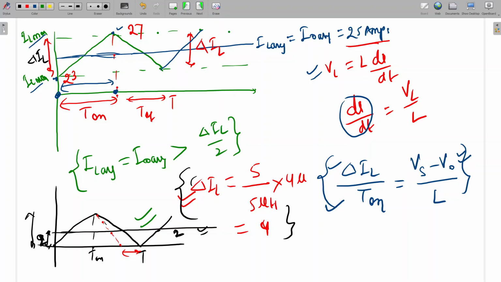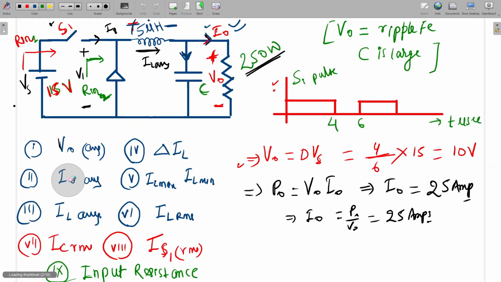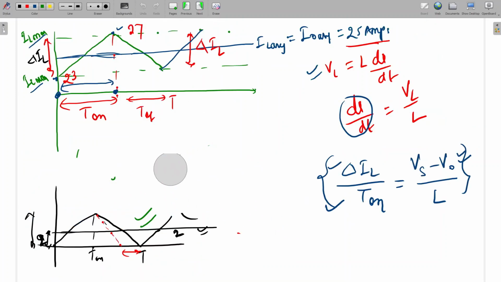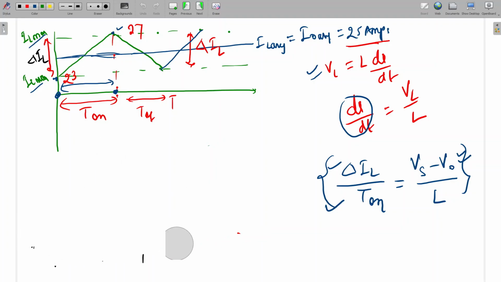Yes, sir. Okay, so one by one we will solve all the parts. Let's see first what I have asked. I naught average we have calculated, maximum and minimum we have calculated. What will be the value of IL average? That is I naught average. What will be the value of IL RMS? How can we calculate IL RMS? I have already told the formula, so I am going to calculate that here.